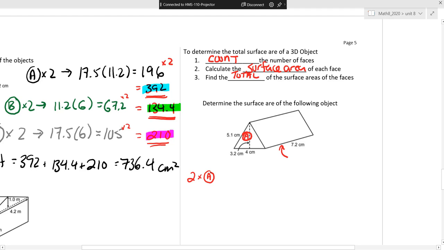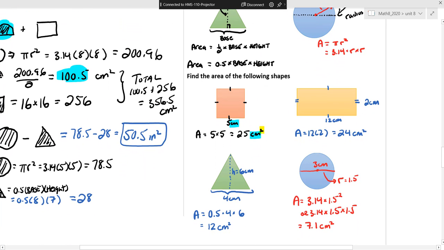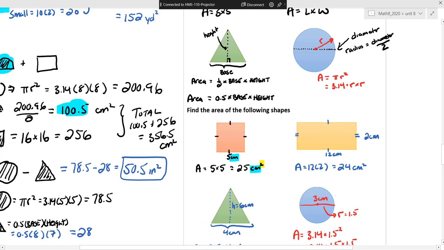Okay? So once we identified the side, we have to figure out what shape it is. So what shape is it? Triangle. And remember, you don't have to memorize the formulas for these, so you just go back to your previous page, or you look up on the board there. What is the formula for a triangle? So we go, it's half, 0.5, times your base times your height.